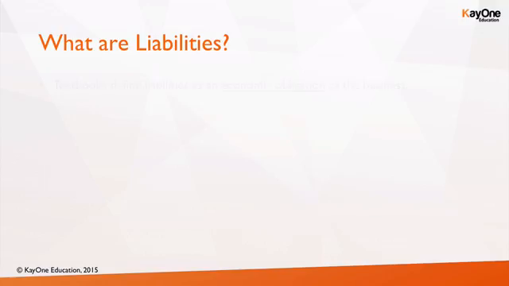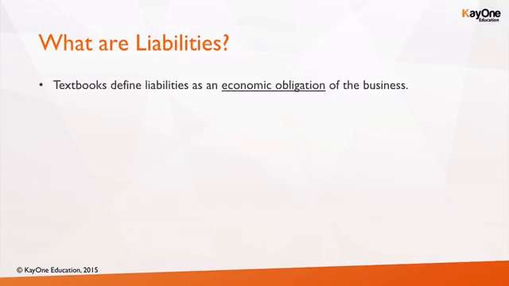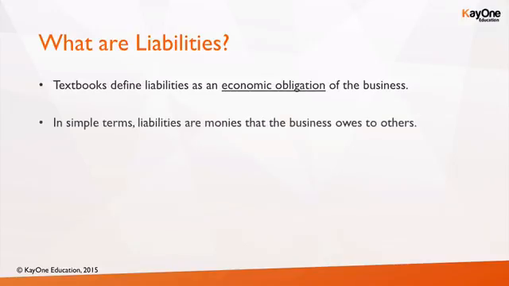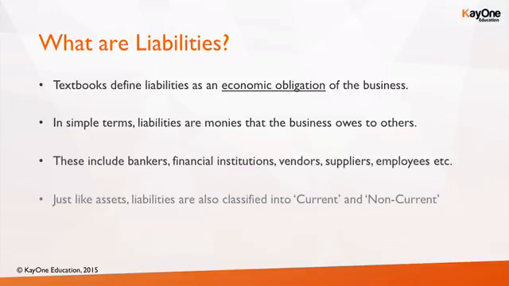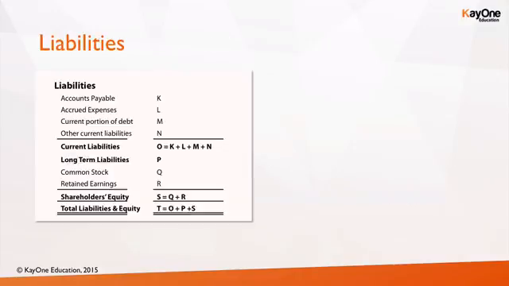What are liabilities? Most textbooks define liabilities as an economic obligation of the business. In simple terms, liabilities are monies that the business owes to others. These include bankers, financial institutions, vendors, suppliers, employees, etc. And just like assets, liabilities are also classified into current and non-current liabilities.